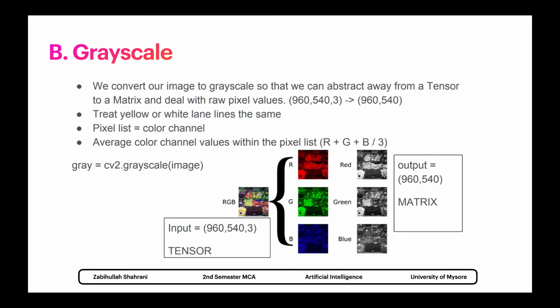I'll just read out the points. We convert our image to grayscale so that we can abstract away from a tensor to a matrix and deal with raw pixel values. Treat yellow or white lane lines the same. Pixel list will be equal to color channel. Average the color channel values within the pixel list, RGB divided by 3. So we'll move forward to the next slide.